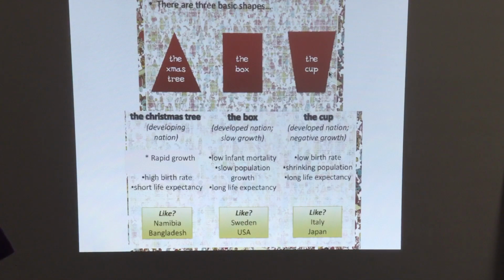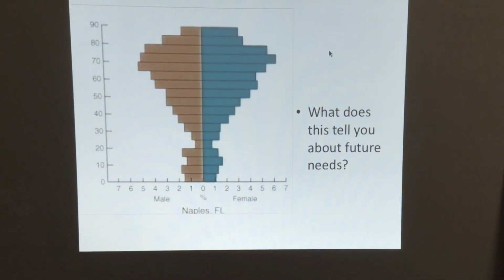And the cup shape would be an indicator of an aging population because you have a wider top part to the pyramid, which shows that more and more people are going into being elderly. So this is a Naples, Florida population pyramid, and we saw this in class. If you don't know anything about Naples, Florida, it is a big retirement community, and you can see that this one is a unique looking population pyramid. So when you look at this, what does this tell you about future needs?